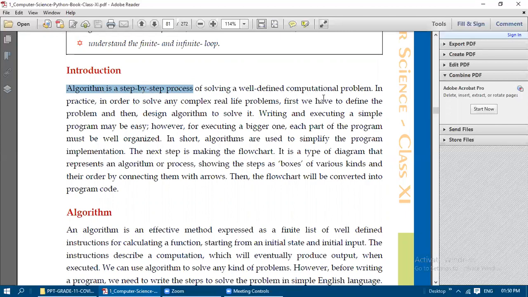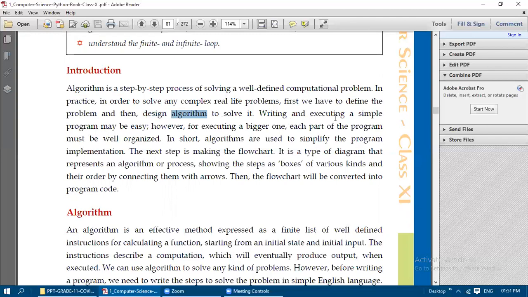In practice, in order to solve any complex real-life problem, first we have to define the problem. First we need to understand what kind of inputs we need to take for the problem, and the steps we need to find out. So we have to define the problem and then design an algorithm to solve it. Designing means drawing a diagram, and here diagram means a flowchart. So diagrammatically we need to represent the algorithm in order to solve that real-life problem.